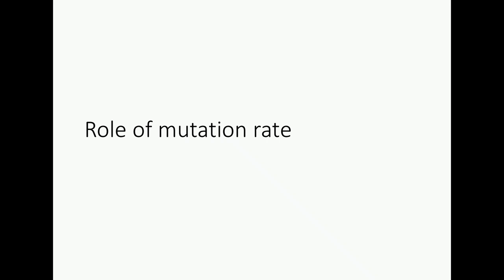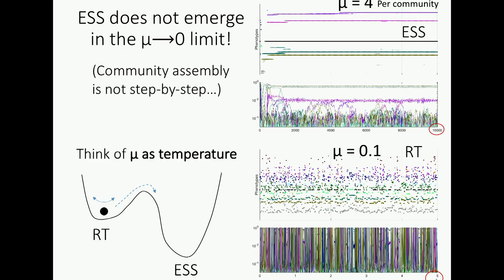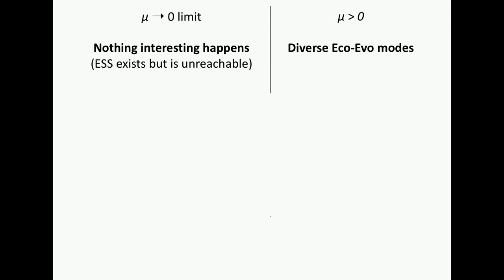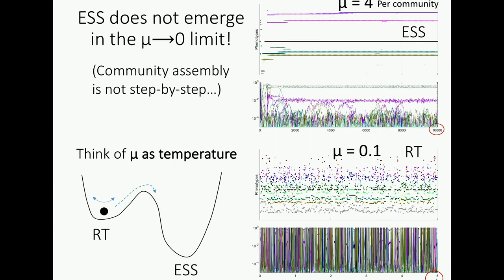And the final thing I just wanted to mention, and I'll be very quick, is that all these things that I told you, the emergence of an evolutionary stable state, all these interesting eco-evo modes, they only work in the finite mutation limit, okay? If I tune down the mutation rate alone, everything interesting in this model disappears. What I mean by the mu going to zero limit is that I introduce a change to the community, wait a very long time for the community to equilibrate, and only then introduce the next mutation to the community. Then wait for a very long time.